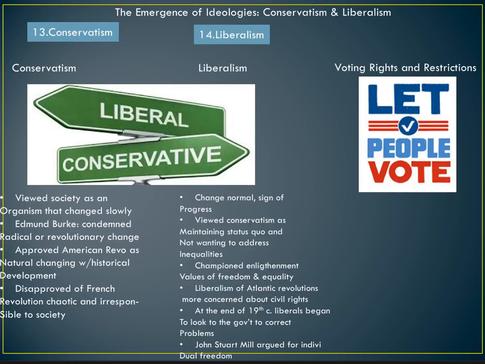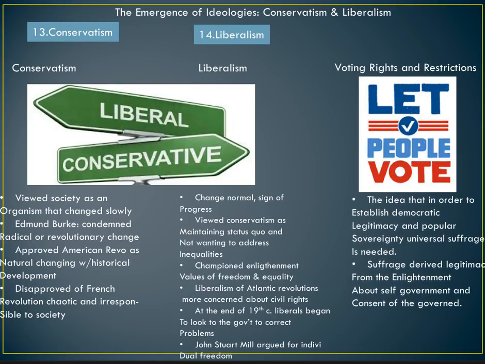Liberals very much championed Enlightenment ideas such as freedom and equality, and liberalism came from the Atlantic revolutions, which were more concerned about civil rights. So we saw a lot of liberalist views in these Atlantic revolutions, like the Latin American revolutions or the American Revolution as well. But at the end of the 19th century, liberals began to look to the government to correct the problems. So the liberals begin to say, yes, change happens and it's good and it's progressive, but the government needs to handle these problems. If there's a problem, the government should be taking care of it. John Stuart Mill argued for individual freedoms as well.